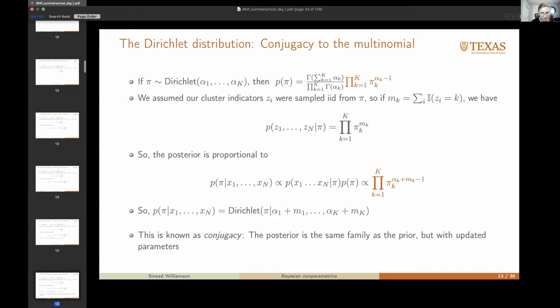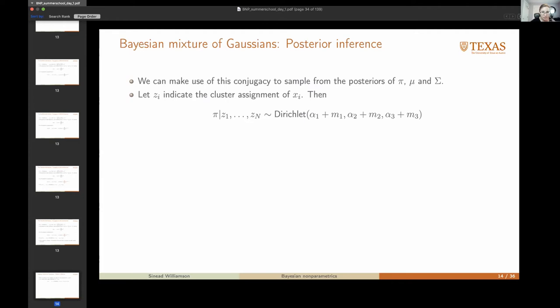And this is something that you may have come across before. It's known as conjugacy. It's a class of priors where if we combine that prior with an appropriate likelihood model, we can get the posterior by just combining the parameters of the prior and the observations without having to do any integration. And with this, we can then do inference fairly easily.